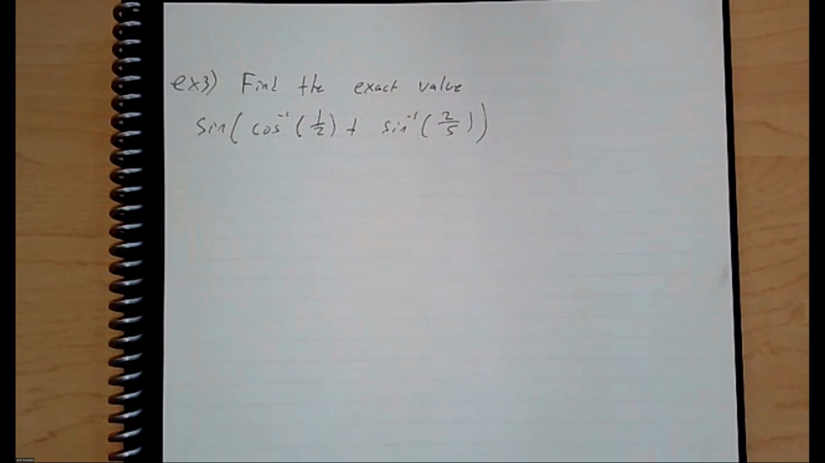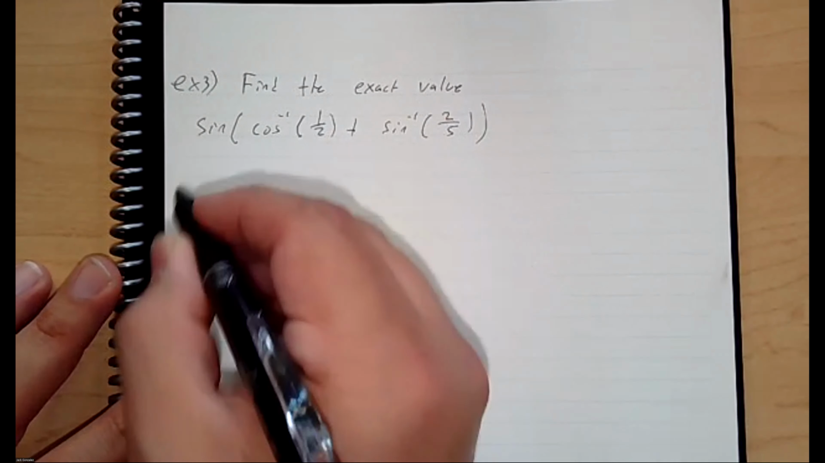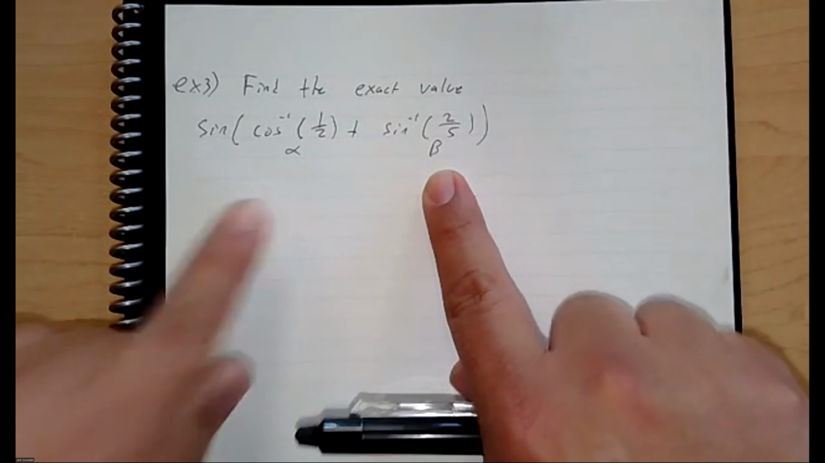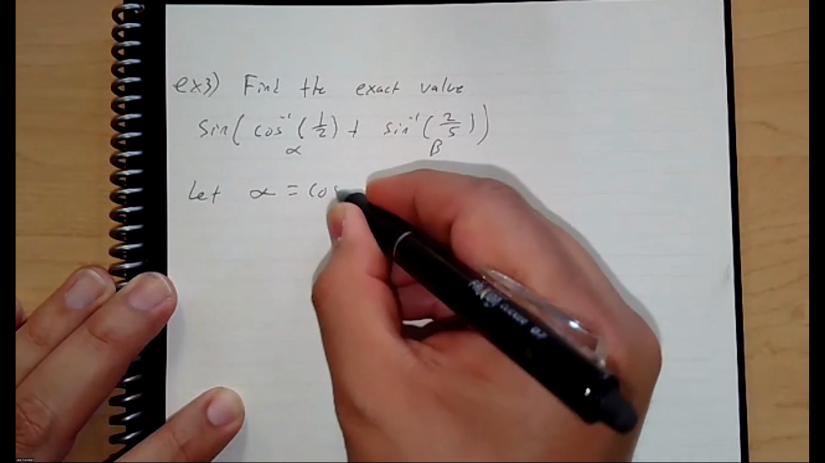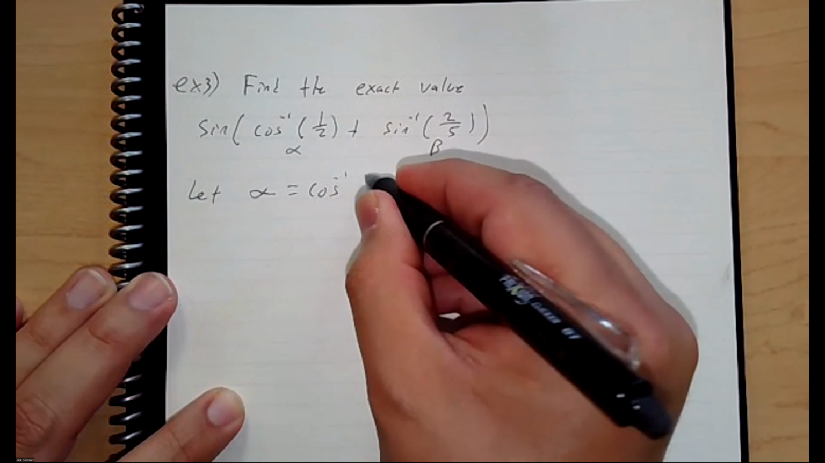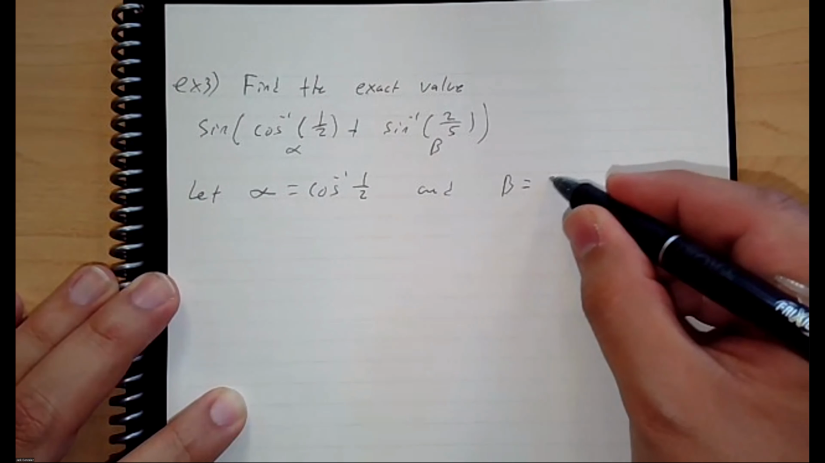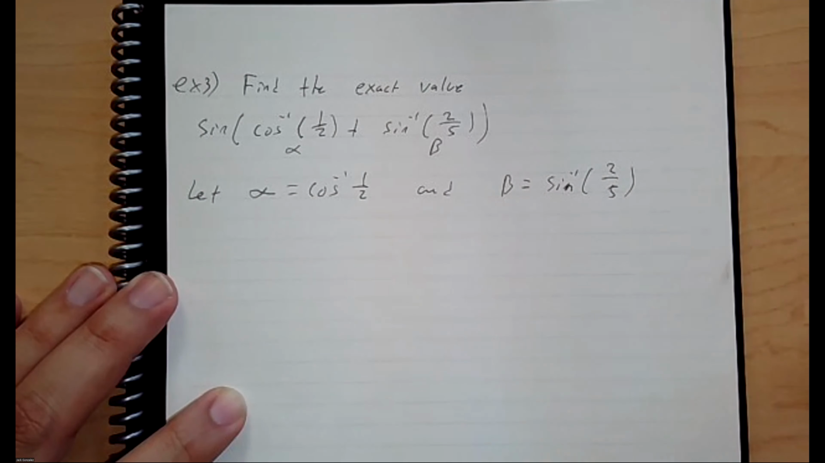So do you remember those questions we had? We had like sine of tangent inverse, and we built the triangle. It's going to be very similar. You can also use your formulas, but you just have to do it twice. So this is like my alpha and beta, this cosine and the sine. So what I want you to do is let alpha equal cosine inverse of 1/2 and beta equals sine inverse of 2/5. Apply your definition.